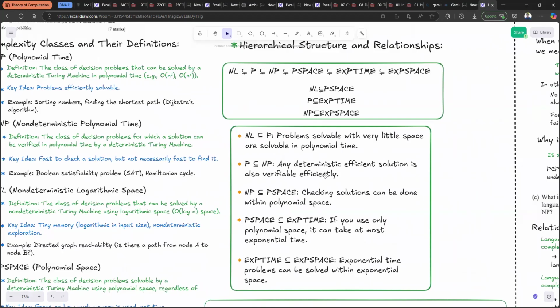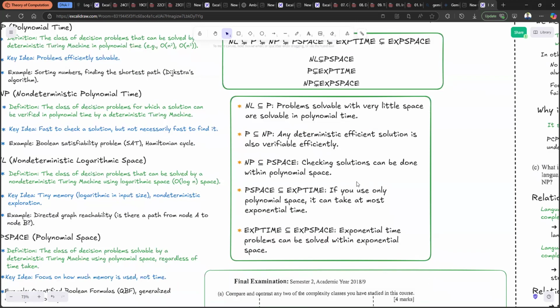A polynomial time Turing machine, or a problem in polynomial time, is efficiently verifiable in non-deterministic polynomial time, right? So in non-deterministic polynomial time, you can check your solutions easily. You can verify them. I'm stressing this, by the way, they're easily verifiable. You can verify them in polynomial time.